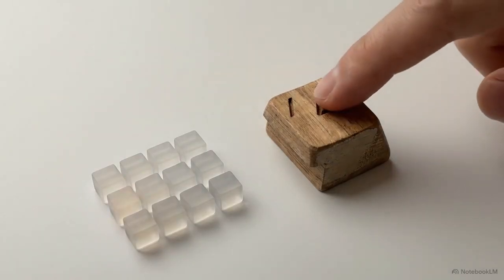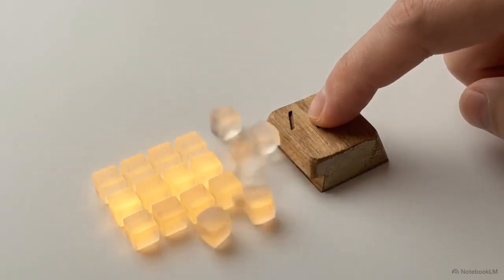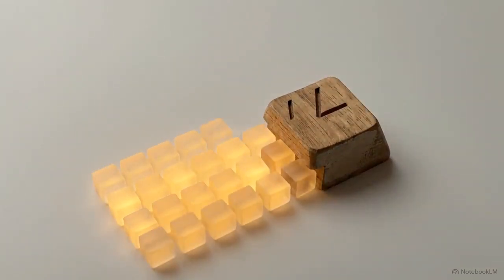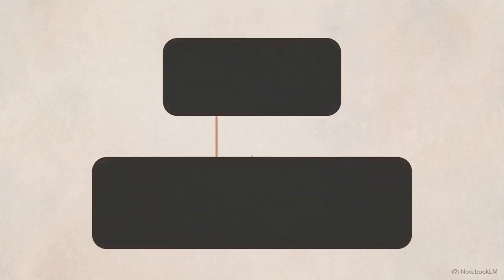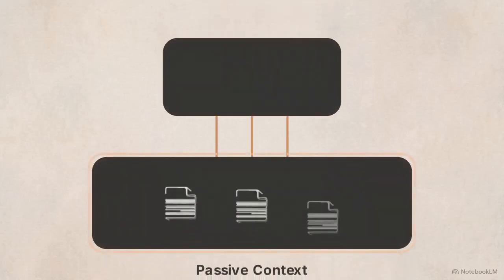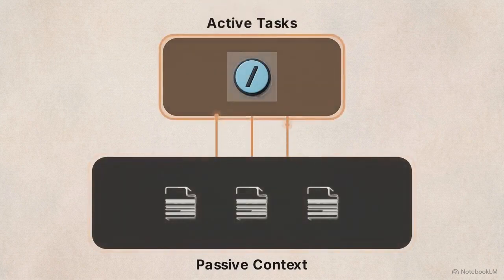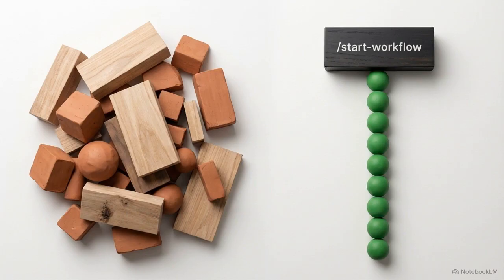Layered on top of that memory are slash commands. These are instant shortcuts for your most complex, multi-step procedures. As this model shows, you have 2 layers. The Markdown files act as your passive context. The slash commands are your active tasks, explicitly triggered by you to execute a specific workflow. Combining persistent memory with these stored procedures eliminates hours of repetitive setup. You build the baseline once and scale it instantly.